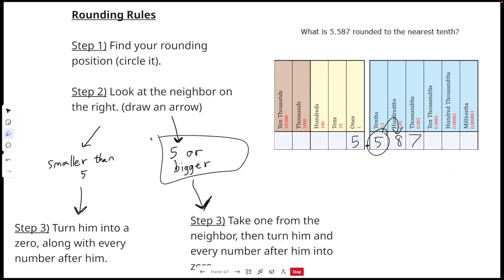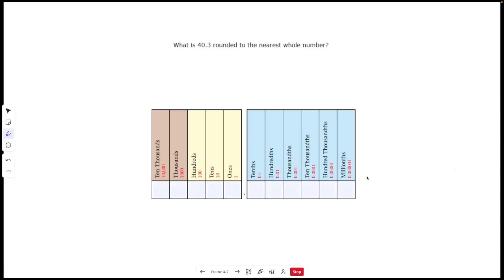So we're going to do a different step three, and it says take 1 from the neighbor. So now you have 5.6 because you took 1 from your neighbor. Then turn him and every number after him into a 0. So this becomes 0, this becomes 0. And like we said, you can drop any numbers that were neighbors or after, so 5.6 final answer.